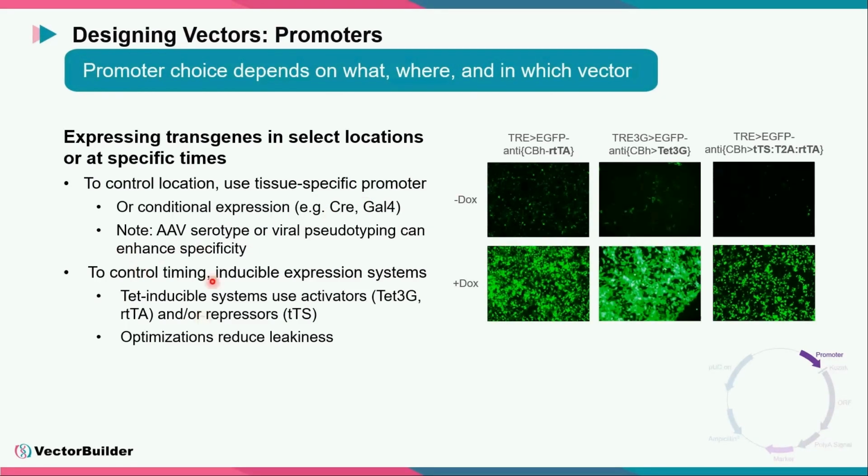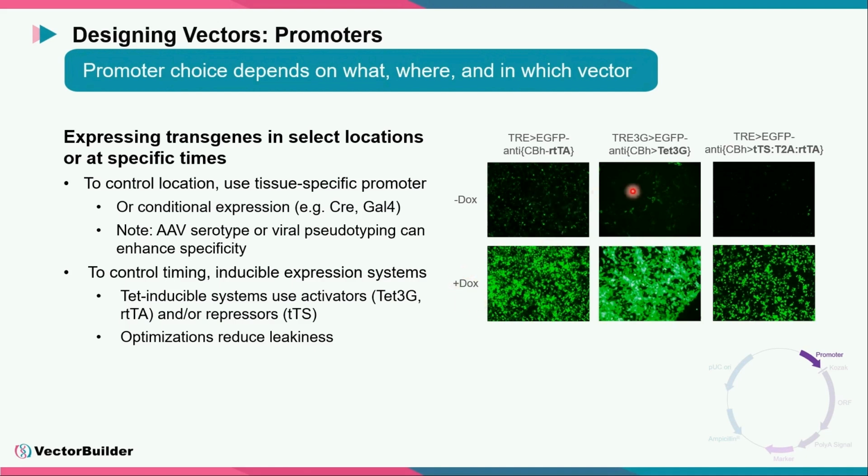And then to control timing, we just need an inducible expression system, like we mentioned in our example a little while ago. The TET inducible system tends to be the most popular, and this is going to use some combination of activators and/or repressors. Now, this can require a little bit of optimization, especially when we're looking at something like lentivirus. For these experiments over here, we transduced cells with expression of this TET inducible system using only an activator here and only an activator here. What we're looking for is no expression until we actually add this activator right here, this doxycycline.